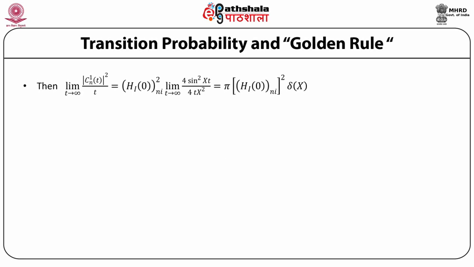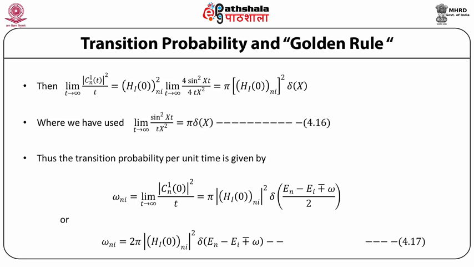Then the limit of |C_n(t)| squared by t is H_i(0) squared matrix element n i into the limit of 4 sine squared Xt by 4 tX squared, which just becomes a delta function, equal to pi into |H_i(0)_ni| squared into delta of X, where we have used the fact that pi into the delta function of capital X is equal to the limit as t tends to infinity of sine squared Xt divided by tX squared. This is equation 4.16.